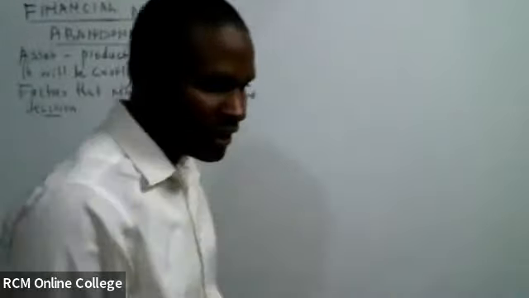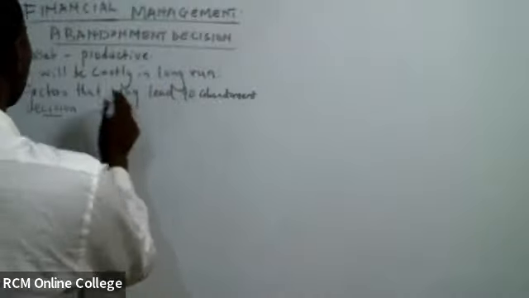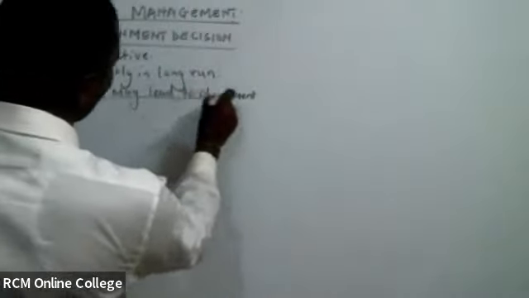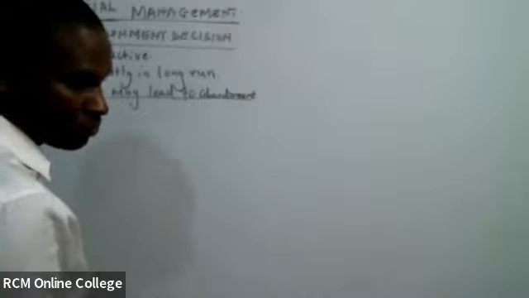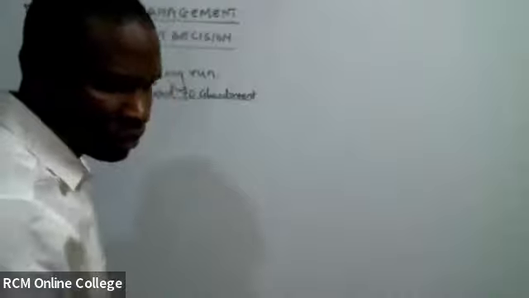Okay. Let's look at the factors that may lead to abandonment decision. So, class, these are factors that you can state. For example, technological changes. That's a factor. Can you give me some of these factors? Maintenance cost. Those points you can have them, just for application. So technological changes.